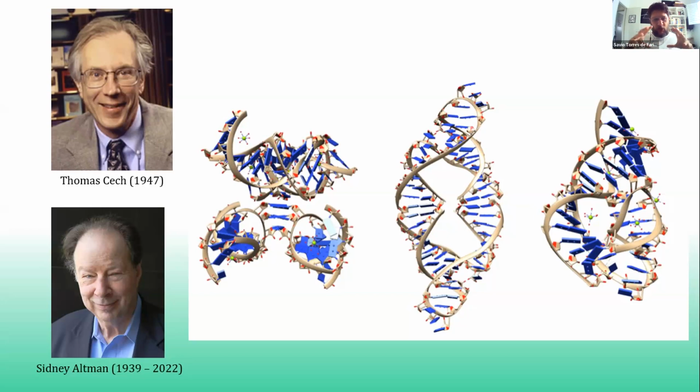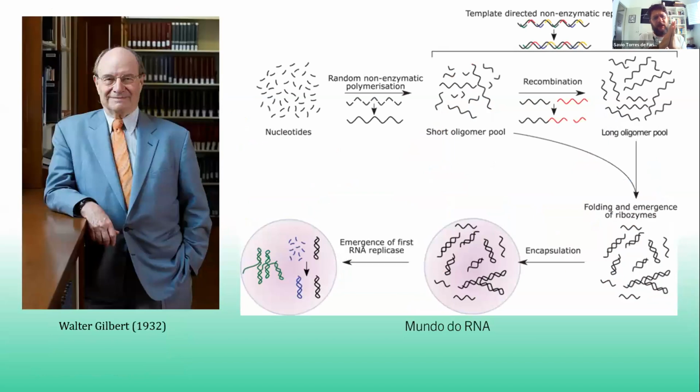So this group of evidence led, in 1986, Walter Gilbert to propose the RNA world. That is the most popular model for the origin of life. In this model, only RNA organized the primitive biological system, storing the information and carrying out catalytic reactions.